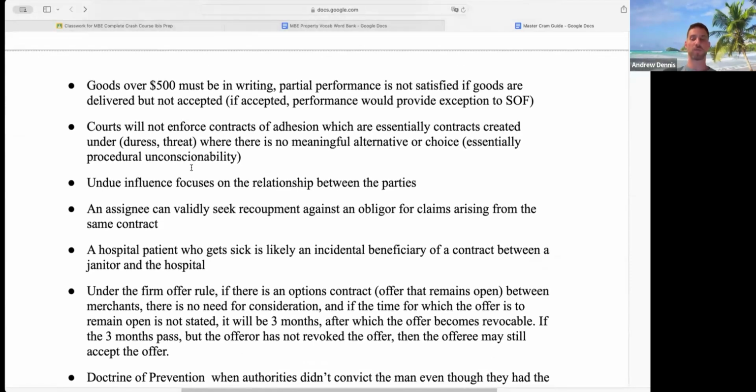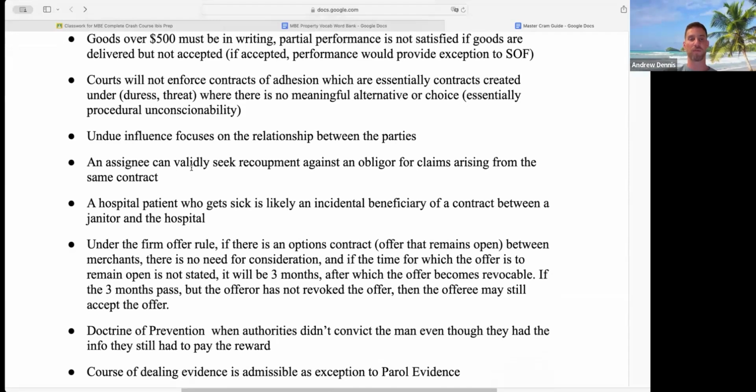Right, so just because you have an agreement for gold, let's imagine, and it's supposed to be in writing, but it's not, and you deliver the gold, that's not partial performance unless they accept the delivery. Most people actually get that question wrong.